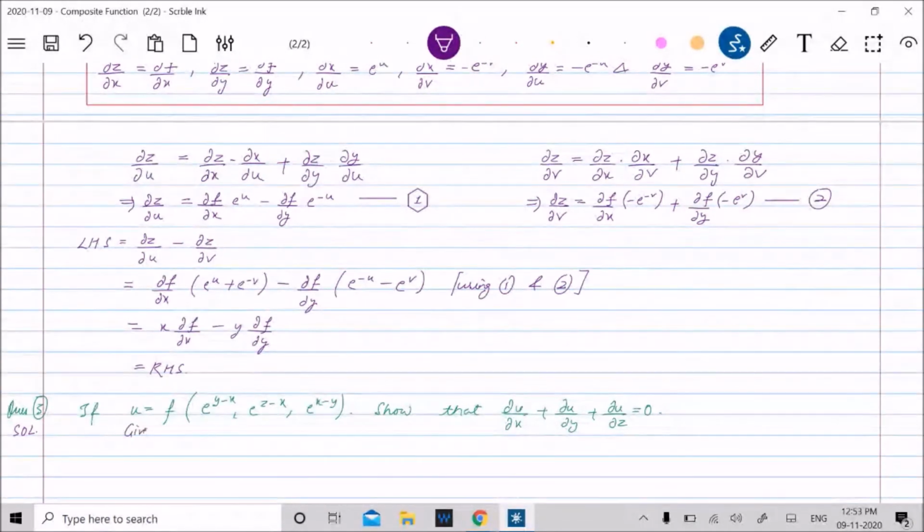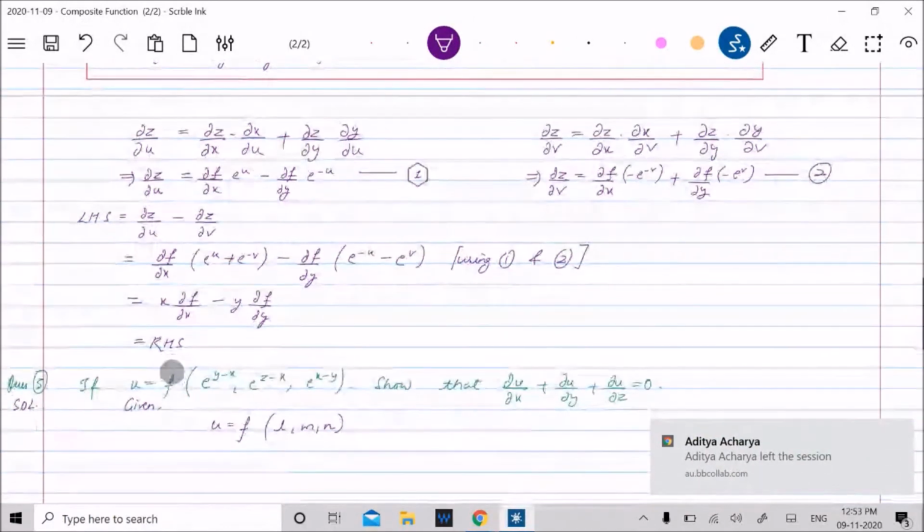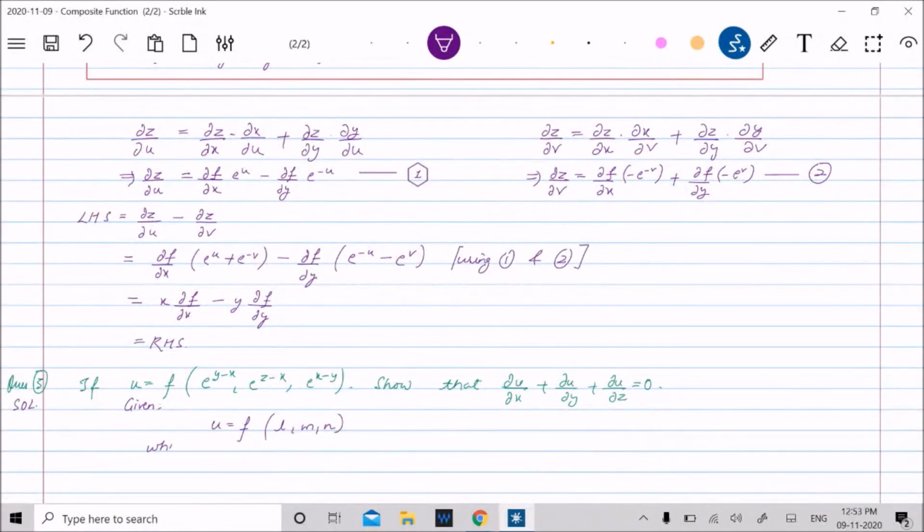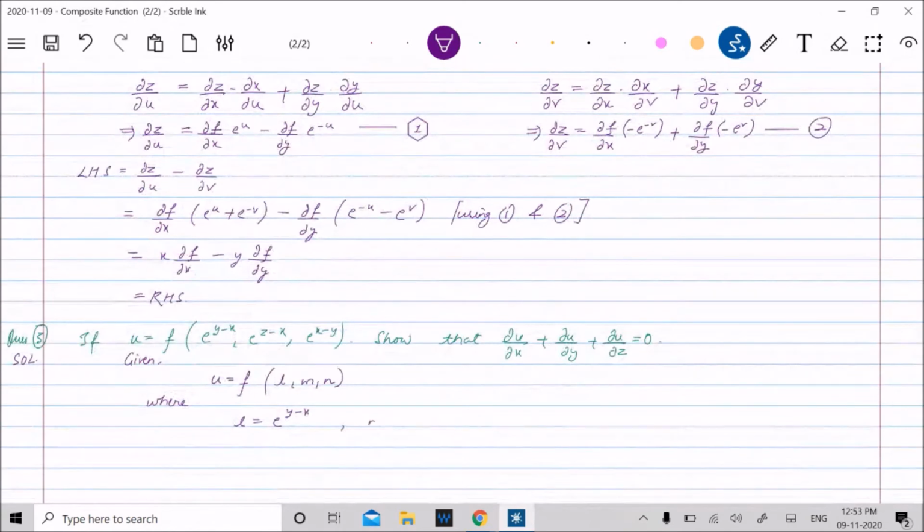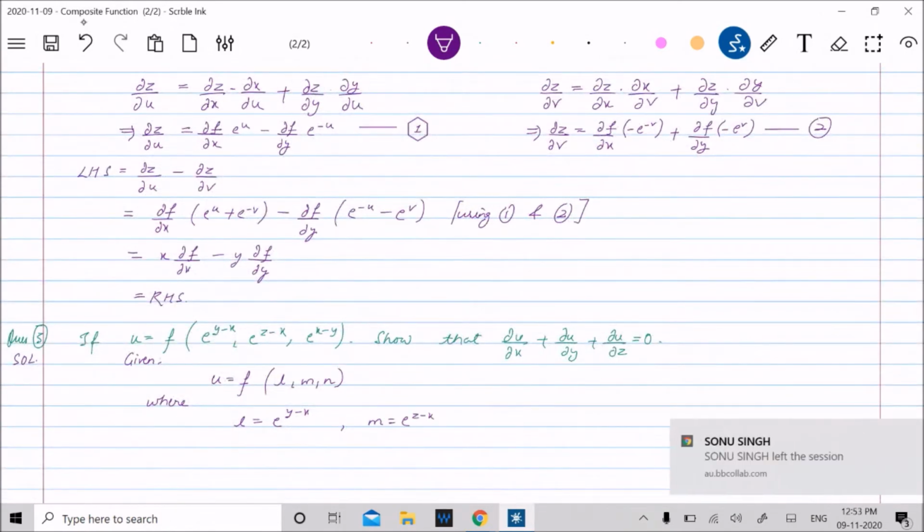Given, u is a function of, let me write it, l, m, n, where I have assumed l is e to the power y minus x, m is e to the power z minus x, and n is e to the power x minus y.